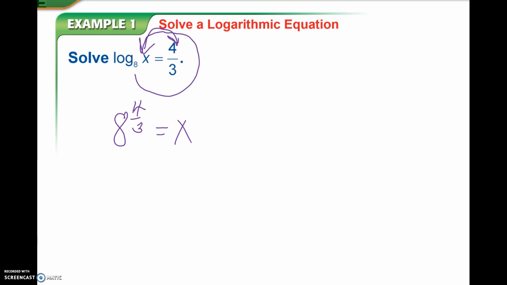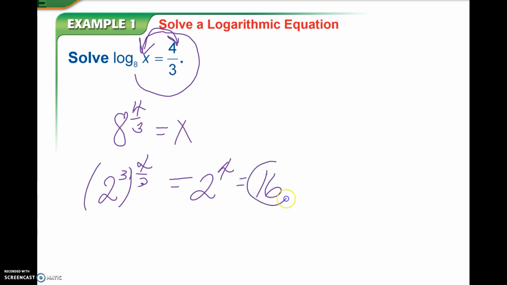And then we can go ahead and solve 8 to the 4 thirds. We can rewrite 8 as 2 to the third. And when we have a power to a power, we can multiply. So that equals 2 to the 3 times 4 thirds, which would be 4. And 2 to the 4 is 16. So we're going to pull back in some of those radicals that we did last unit.